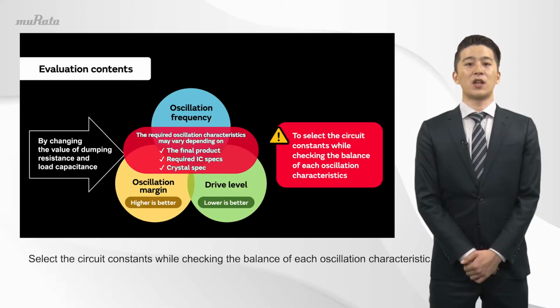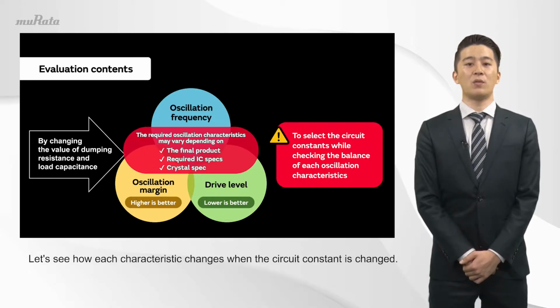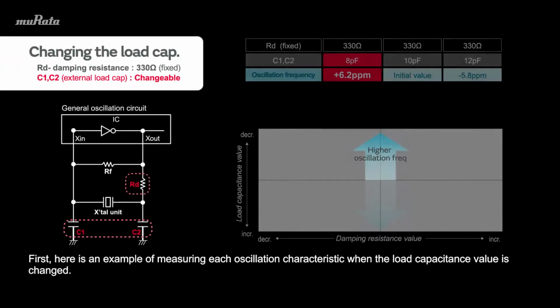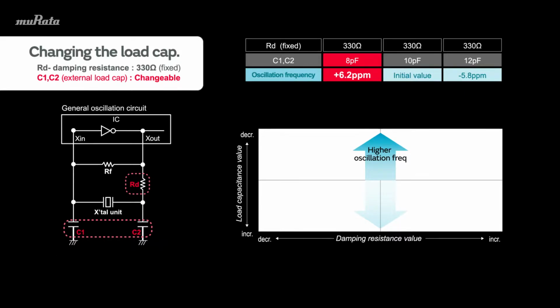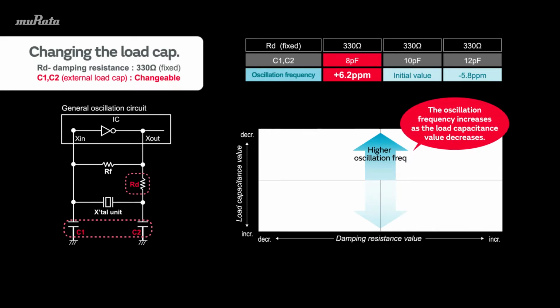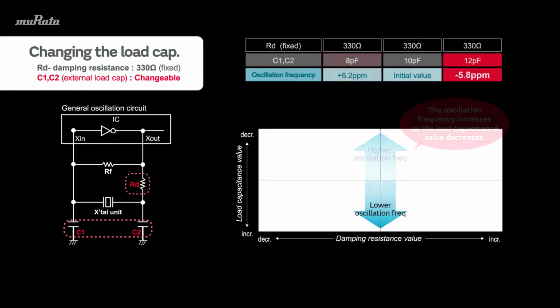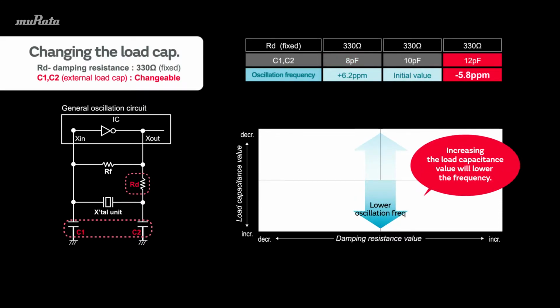Select the circuit constants while checking the balance of each oscillation characteristic. Let's see how each characteristic changes when the circuit constant is changed. First, here's an example of measuring each oscillation characteristic when the load capacitance value is changed. The oscillation frequency increases as the load capacitance value decreases. Conversely, increasing the load capacitance value will lower the frequency.